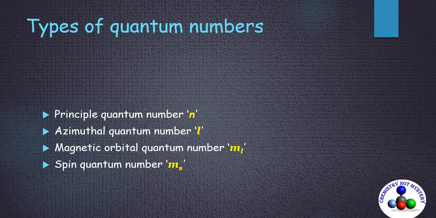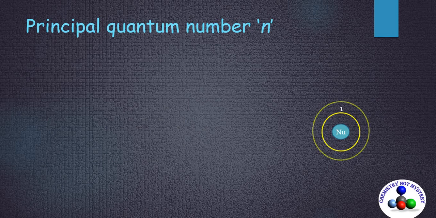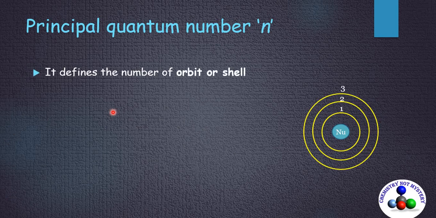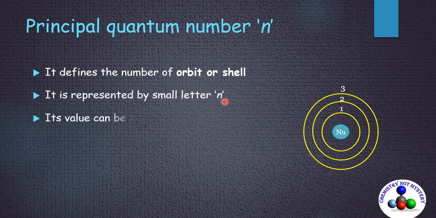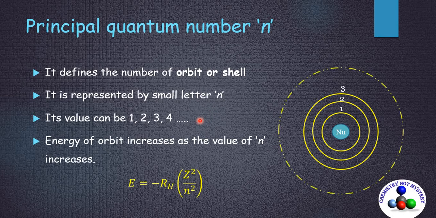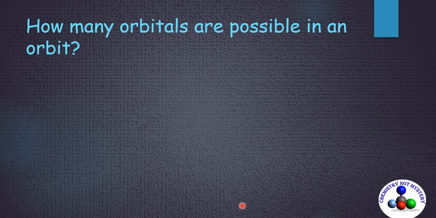First one is the principal quantum number. It defines the number of the orbit or shell. It is represented by a small letter n, and its value can be 1, 2, 3, 4 and so on. Energy of the orbit increases as the value of the principal quantum number increases, and it reaches 0 for n equal to infinity. How many orbitals are possible in an orbit?